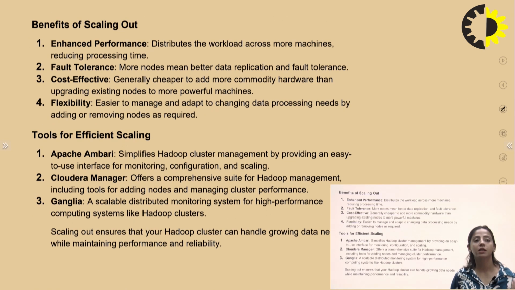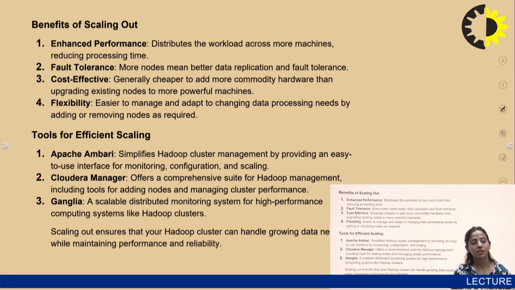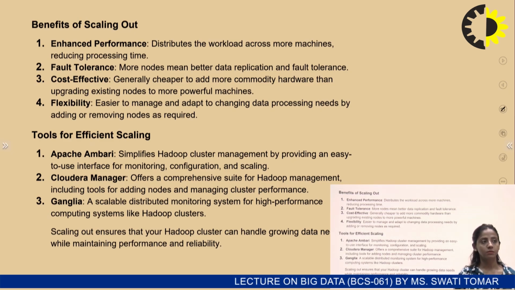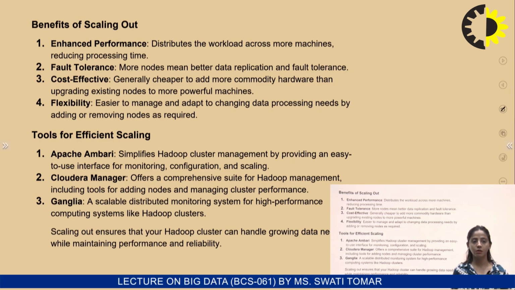Now, what are the benefits of scaling out? We will get to know the benefits of scaling out. The first benefit is enhanced performance. It distributes the workload across more machines, reducing processing time. Fault tolerance: more nodes mean better data replication and fault tolerance. Cost effective: generally cheaper to add more commodity hardware than upgrading existing nodes to more powerful machines. Flexibility: easier to manage and adapt to changing data processing needs by adding or removing nodes as required.